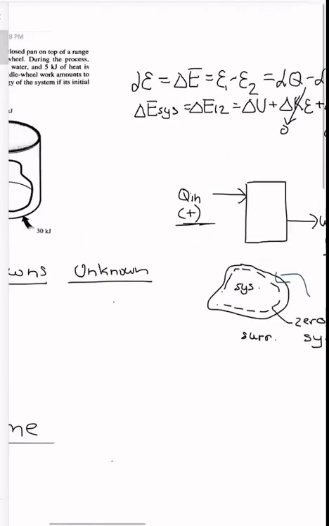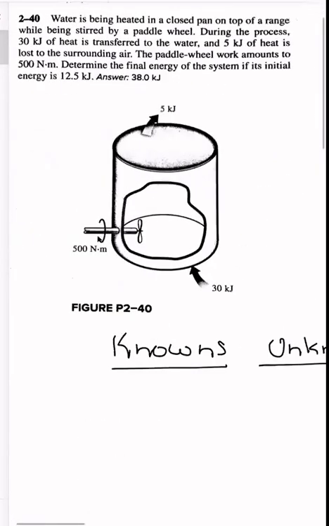So moving on to our problem, we can say water is being heated in a closed pan on top of a range while being stirred by a paddle wheel. During the process, 30 kilojoules of heat is transferred to the water, and 5 kilojoules of heat is lost to the surroundings. The paddle wheel work amounts to 500 Newton meters. Determine the final energy of the system if its initial energy is 12.5 kilojoules.